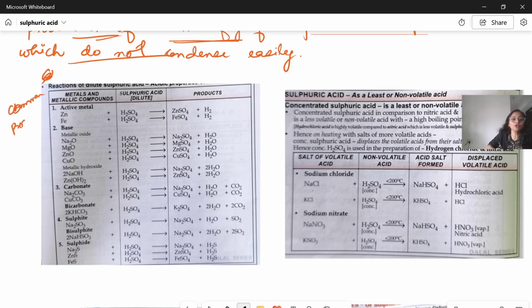Common properties. Even you have done these properties in acid base chapter. So acid के जो properties हैं, all the properties of acid we will see. So what are the properties? See, acid and metal, they give you salt and hydrogen. So you are getting zinc and sulfuric acid, zinc sulfate and hydrogen. Iron and sulfuric acid, iron sulfate and hydrogen. So any acid and metal, they will always give you salt and hydrogen. This is how you get.